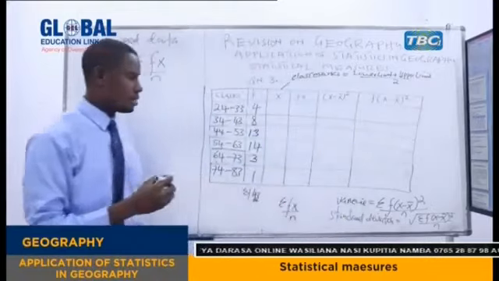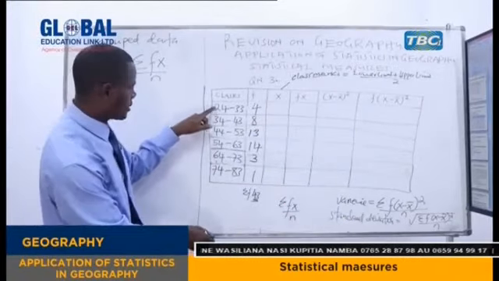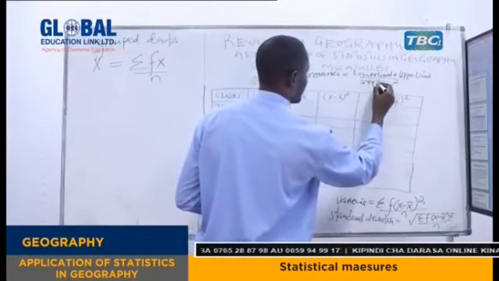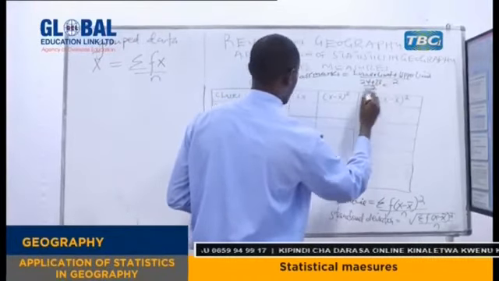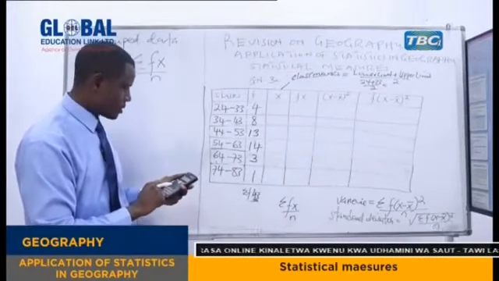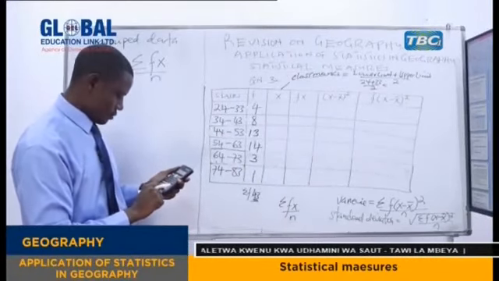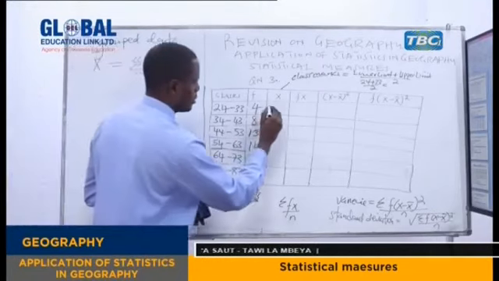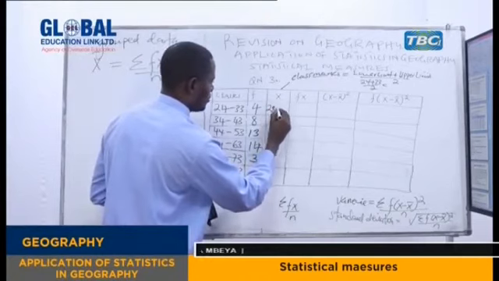So for that particular question, we have that particular classes. So we take 24 plus 33, then we divide by 2. Then you get the first class mark. So we take 24 plus 33 is equal to, we divide by 2, then we get 28.5.